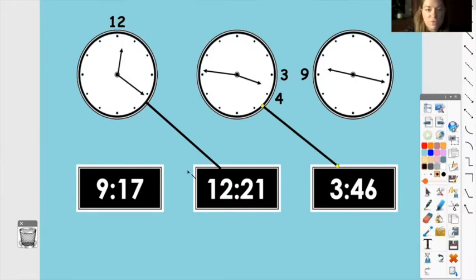And then just to confirm my last one, well, it has gone past 9 o'clock, 5, 10, 15, 1 minute, 2 minutes past 15, so 17. So that one is 9:17.